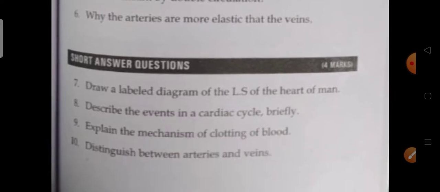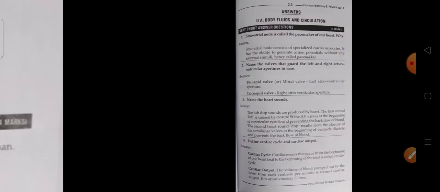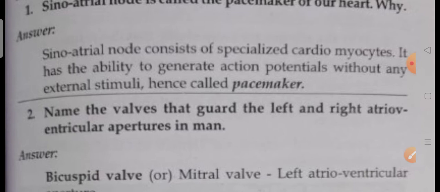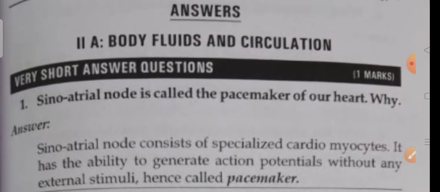These are the 4 marks questions. Draw a labelled diagram of the longitudinal section of the heart of man. Describe the events in the cardiac cycle. Briefly explain the mechanism of clotting of blood. Distinguish between arteries and veins. It's clear now. I have given the important questions under Unit 2. Let me see the important questions; along with them, I will provide the answers also.